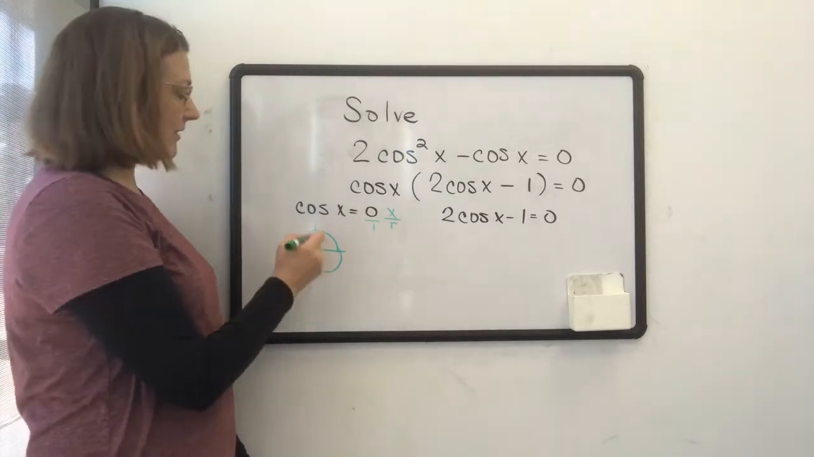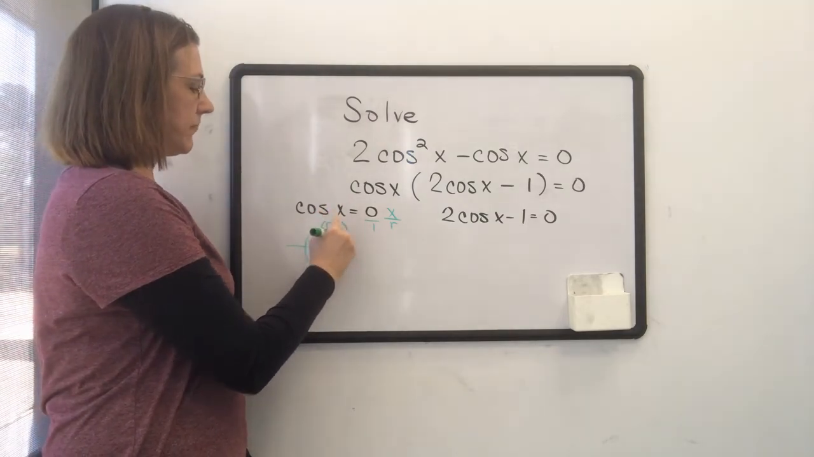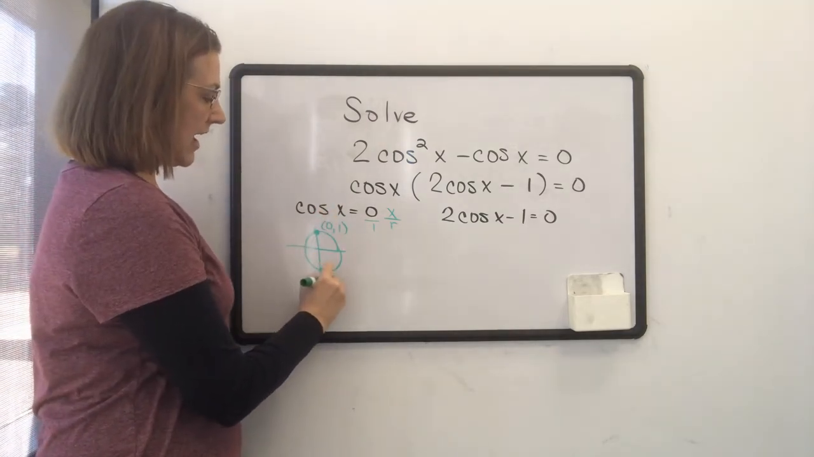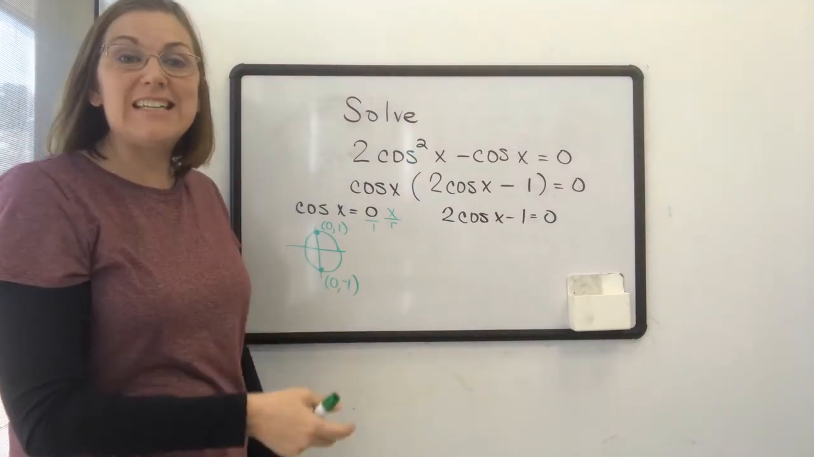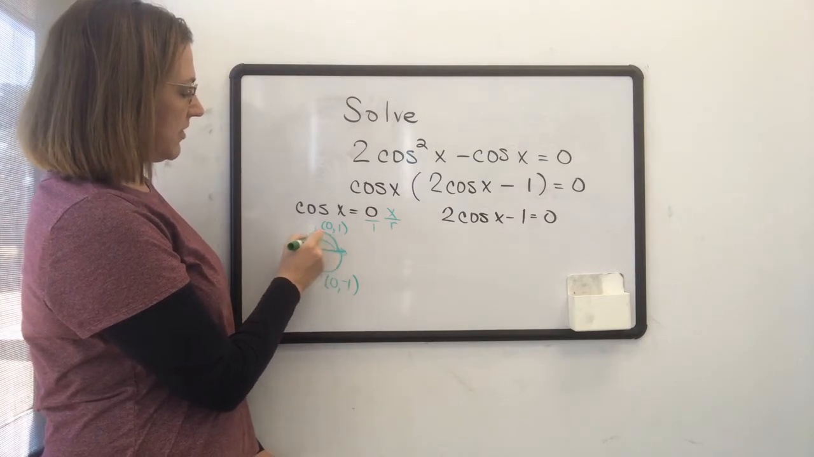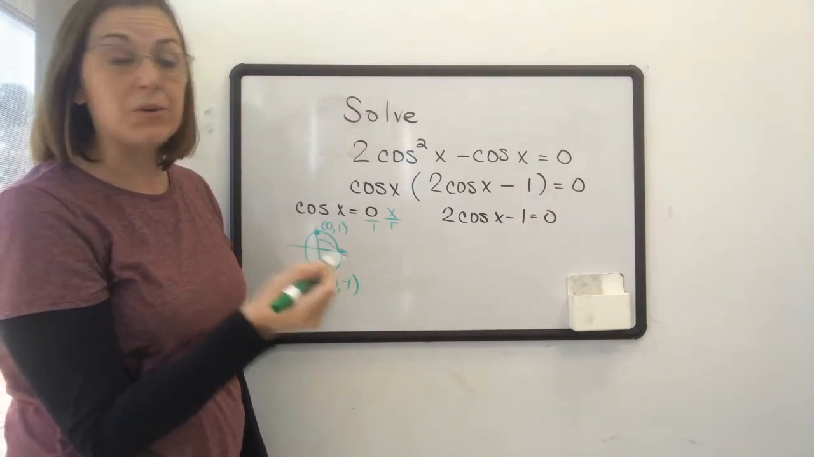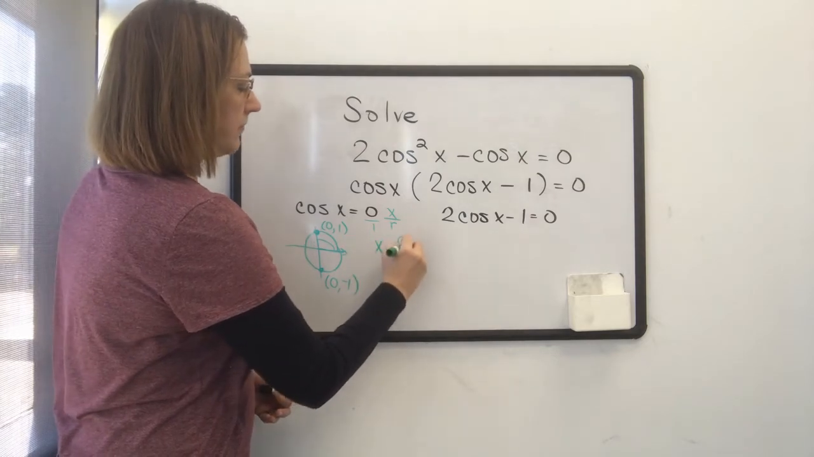We'd have to be on the y-axis, right? We'd have to be here at (0, 1), or here at (0, -1). Okay, so what are those angles that get us to that measurement? Well, if we start here and we go to this angle, that would be 90 degrees. So we know one of our answers here is 90 degrees.